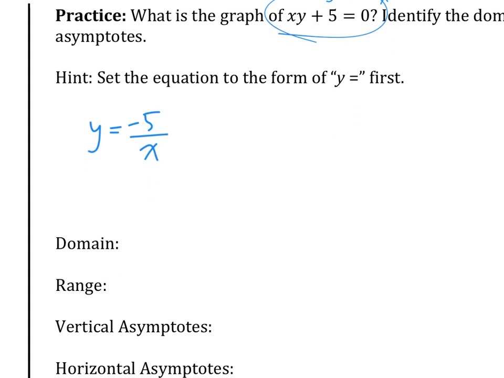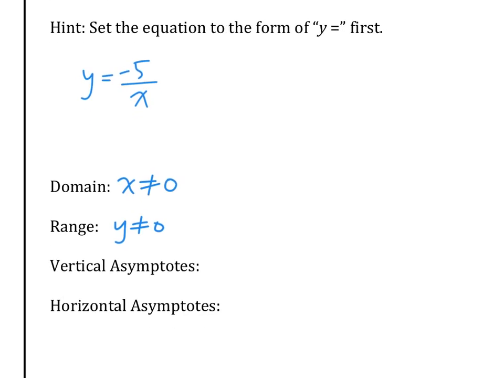Okay, let's start with Aiden. What is the domain? Aaron, what is the range? Jiwon, where is the vertical asymptote? X equals 0. And then Isaiah, horizontal asymptote. Yes, good.